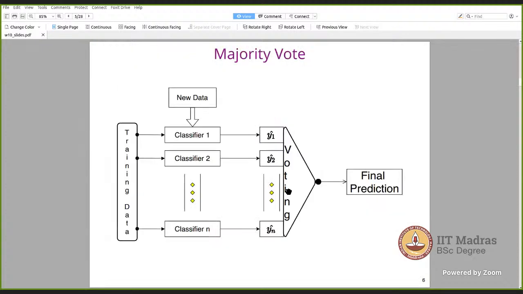Now, what's the majority vote? As the name says, we would have different classifiers, these different estimators that we were talking about, and they would provide some estimation. In case of classification, we would take the majority vote and that would be your final prediction. If it is regression, these will be regressors, and whatever you get out of these estimators, you would take the average. That would be your regression.